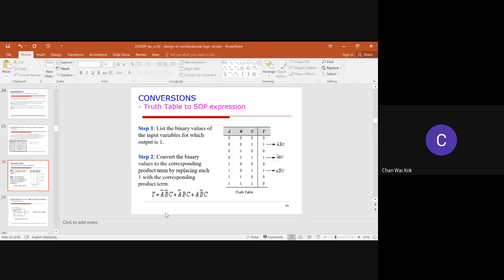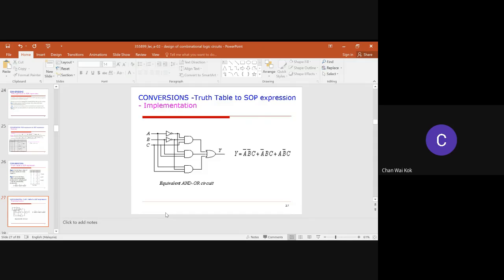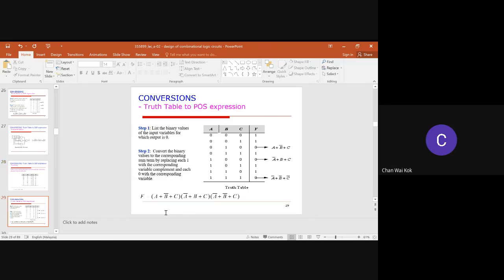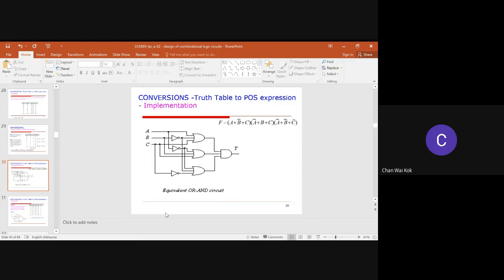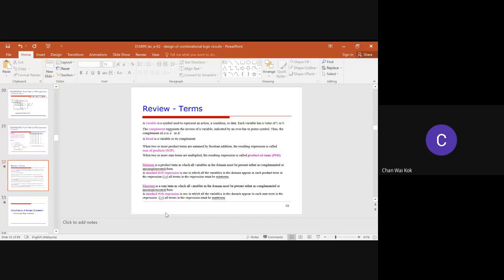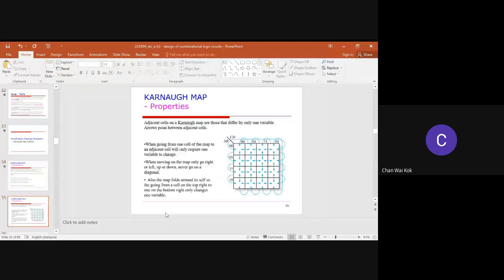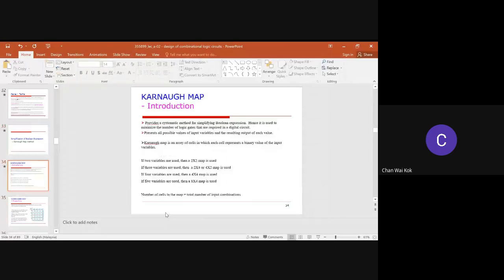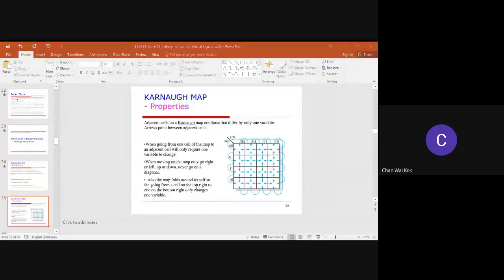All right. This is how you convert from truth table to SOP. So you need to practice. From the truth table to SOP, then you can do the equivalent circuit. These are equivalent gates. This is the equivalent OR gates. Karnaugh map we'll do in another tutorial. Any questions so far?